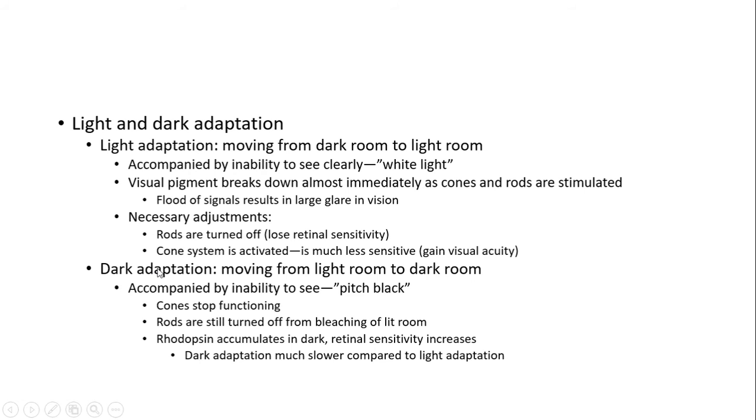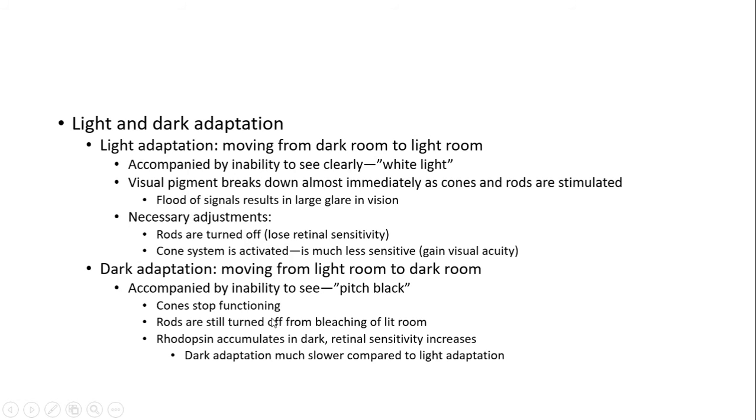So for dark adaptation, it's really just the opposite, moving from the light room to the dark room. And we experience this very pitch black experience when we walk into a room like that. Basically the cones just stop functioning. There's no more light energy there to maintain the all-trans retinal isomer and how it separates from the opsin. So the rods are still turned off from the bleaching of the lit room. Since you're going straight from a light room to a dark room, we still have all these rods that are turned off from this last scenario, okay?